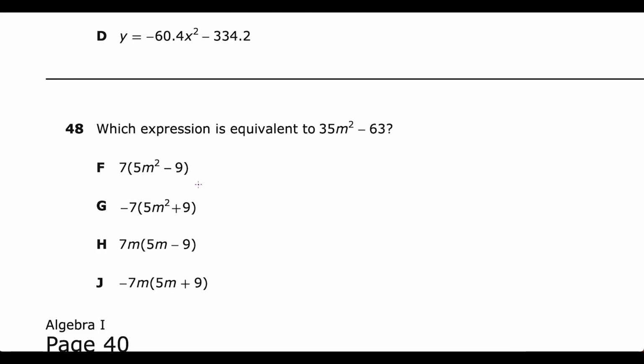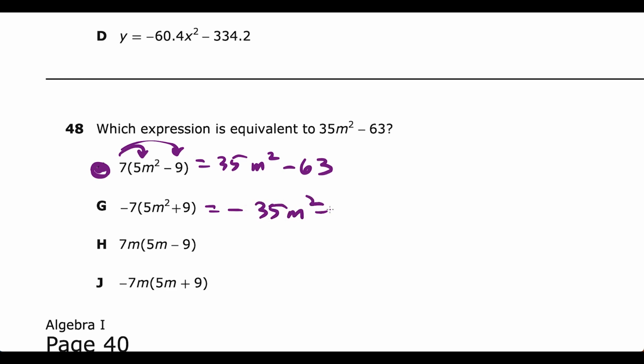Question 48, if we want to solve this a different way, we could distribute the answer choices to see which one matches the question. If we distribute choice F, notice that this gives us 7 times 5m squared, which is 35m squared. 7 times minus 9 is minus 63. So right away, I can see this one's equivalent. If I were to distribute the others, this would give me negative 35m squared and minus 63.